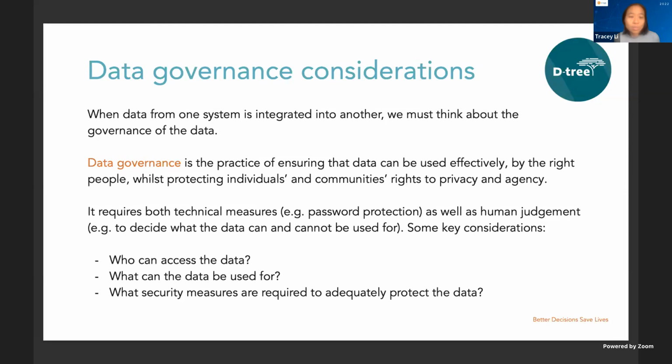In the end, humans have to make decisions such as what the data should be used for and what it should not be used for, who should be able to access the data and who shouldn't, and so on. A very brief list of key considerations for data governance would be: who can access the data, what can the data be used for, and what security measures are required to adequately protect the data.